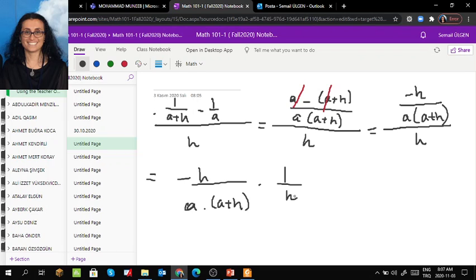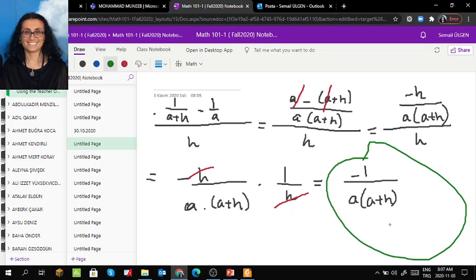We rewrite it as follows: negative h over a times a plus h times 1 over h, and h we can cancel. Here we cancel this h with this h, and let's see what we have left. Next, we are going to take the limit of this. So I'm going to circle this with green. You see that, right? We are going to take the limit of this guy.